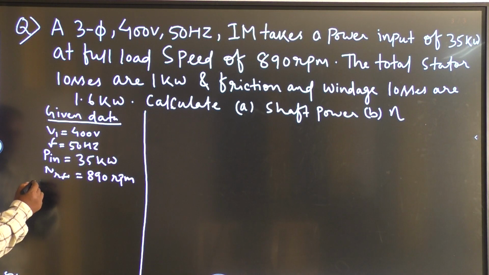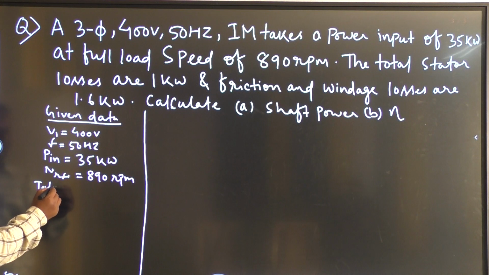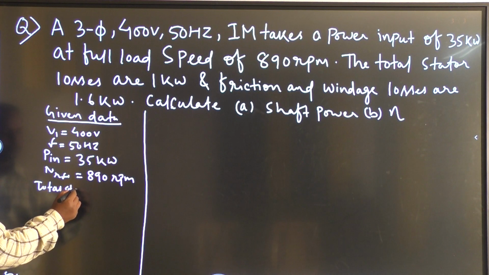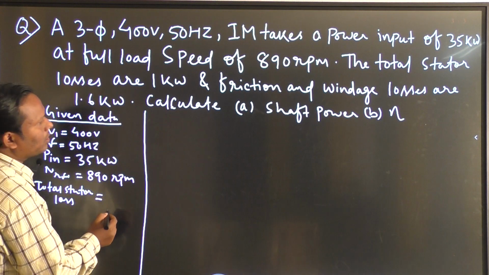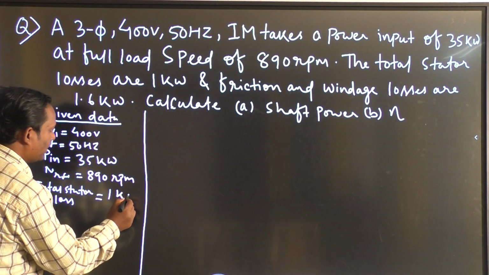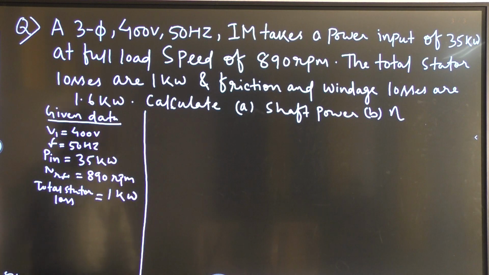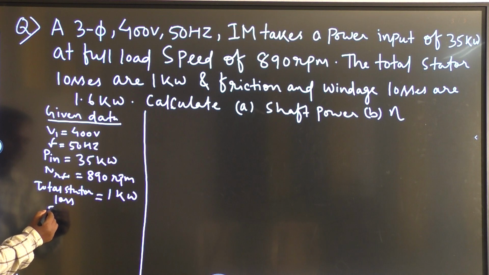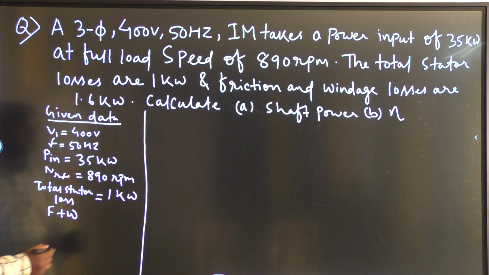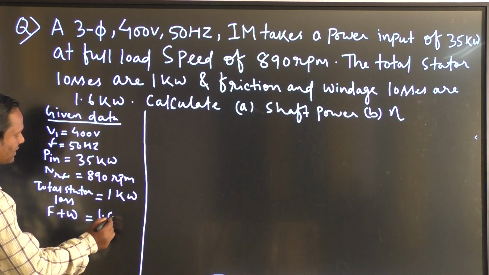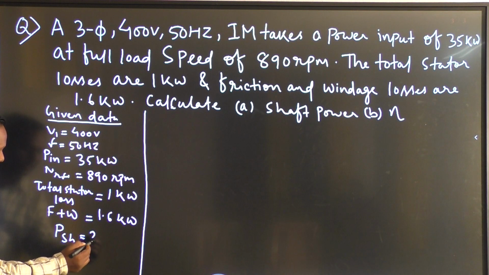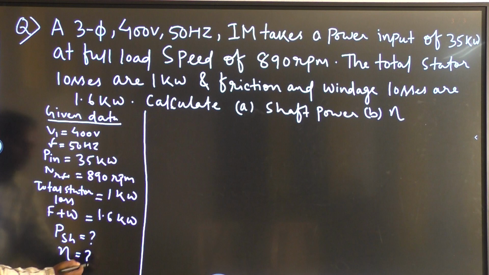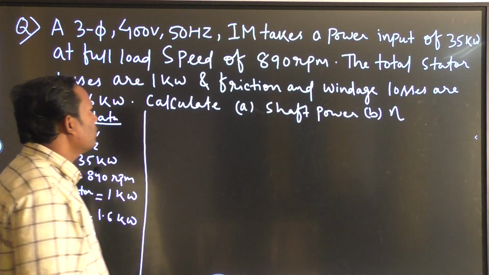The total stator losses, that means core loss plus copper loss in the stator, are given as 1 kilowatt. Friction plus windage losses, also known as mechanical losses or rotational losses, are given as 1.6 kilowatt. What do we have to find? The shaft power, that is the rotor output shaft power, and the percentage efficiency we have to find.